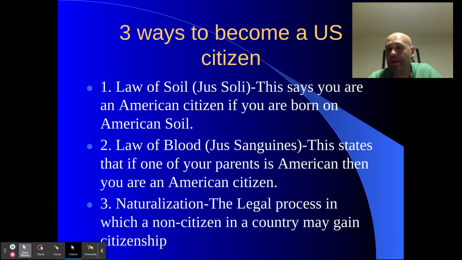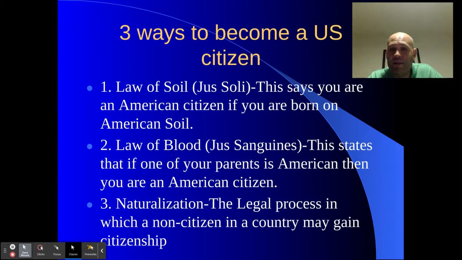Law of soil, very simple. This means you were born on American soil. Doesn't matter if your parents were citizens, doesn't matter if your parents were here illegally, doesn't matter about anything, right? You could be an alien that just touched down on the United States, and if your parents gave birth to you in the United States, you would be a U.S. citizen. That's called law of soil.